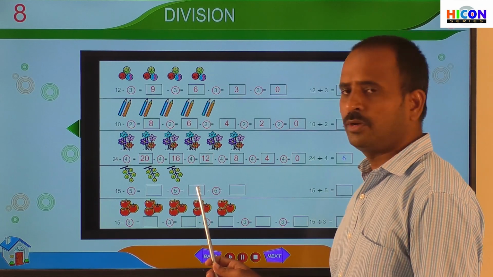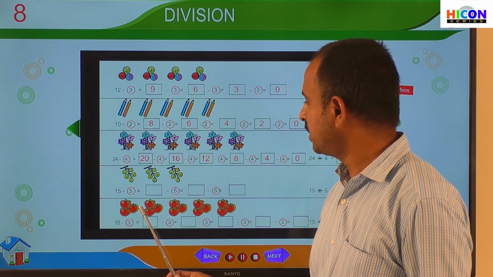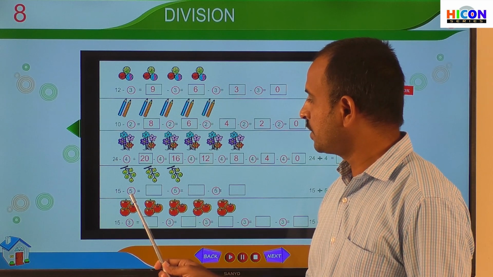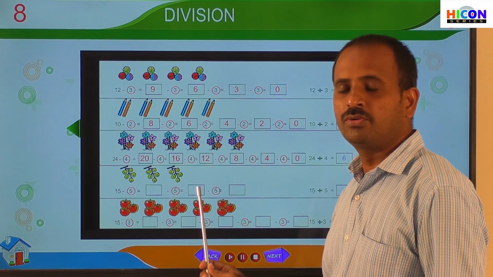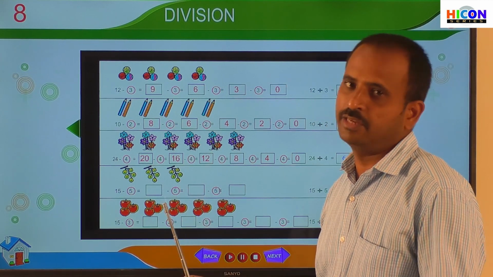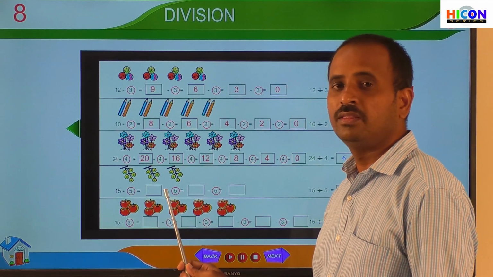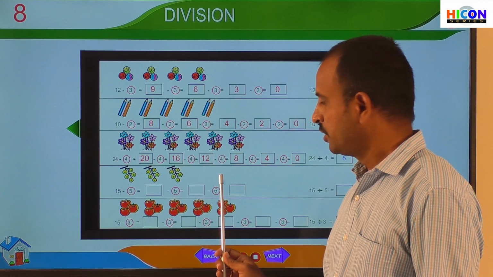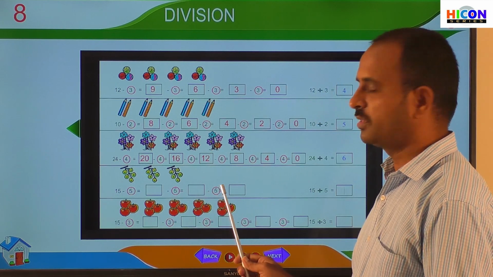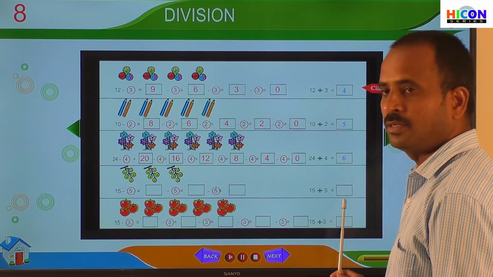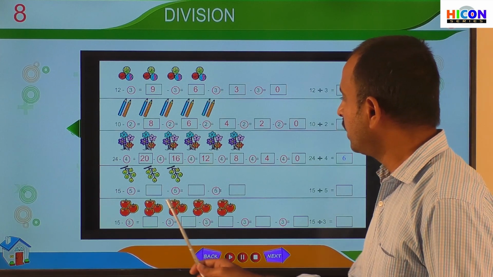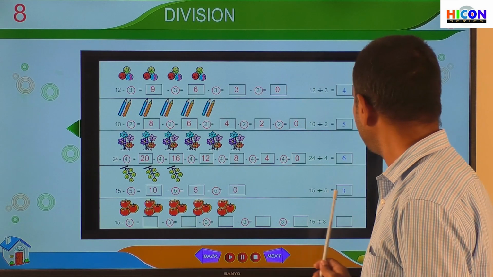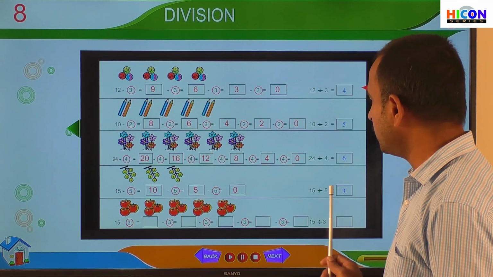So children, look at the problem. How many times have we subtracted here? 1, 2, 3. So we have to subtract 5 from 15 three times. Then we will get 0. So the answer is 3. So write 3 here. We have subtracted 3 times to get 0. So the answer is 3.